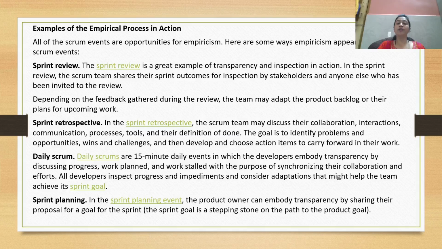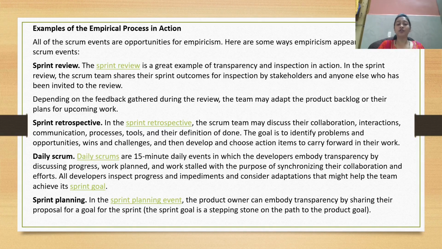The sprint review is a great example of transparency and inspection in action. In the sprint review, the Scrum team shares their sprint outcomes for inspection by stakeholders and anyone else who has been invited to the review meeting. So, depending on the feedback gathered during the review, the team may adapt the product backlog or their plans for upcoming work. Got it? So, here also we are getting the feedback.